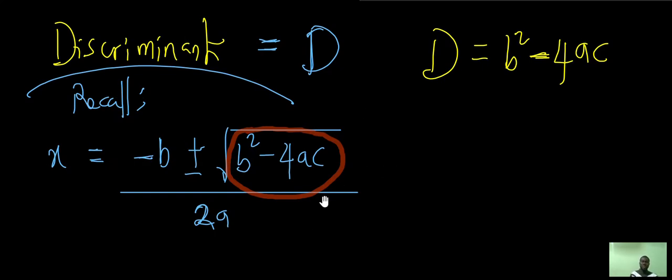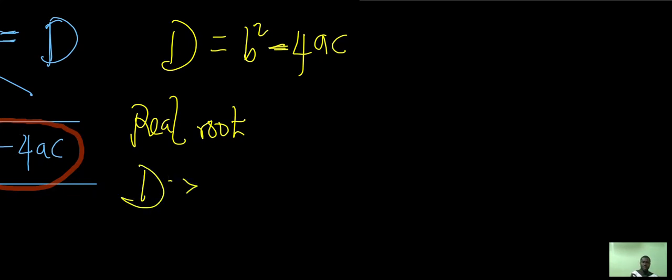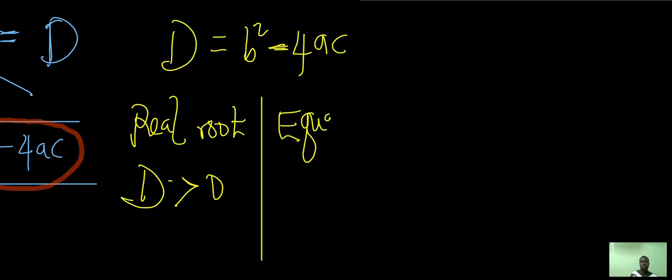Now, if a quadratic equation has real roots, or what we call distinct roots, the discriminant will be greater than 0. If a quadratic equation has an equal root, the discriminant will be equal to 0. As a way to remember: equal root, equal to 0. Quite easy to remember.